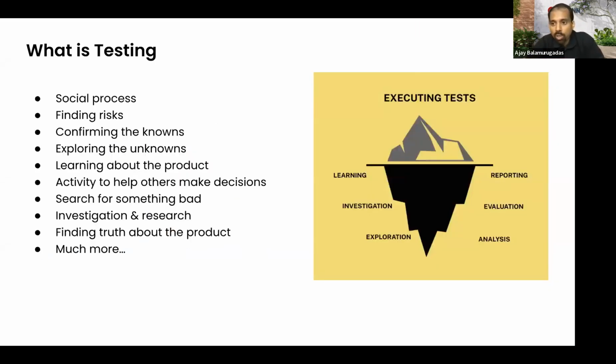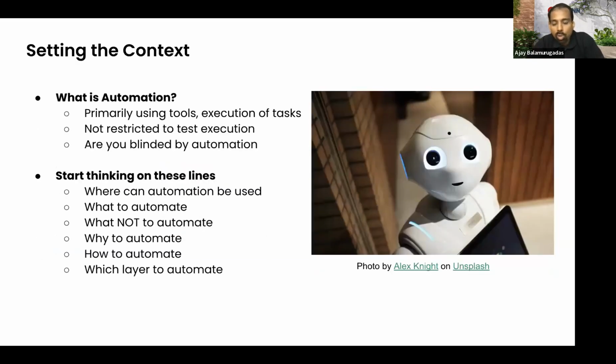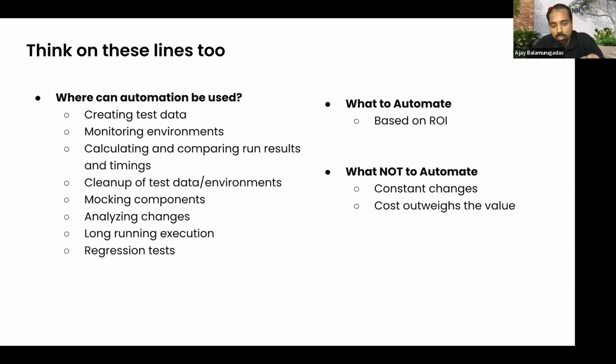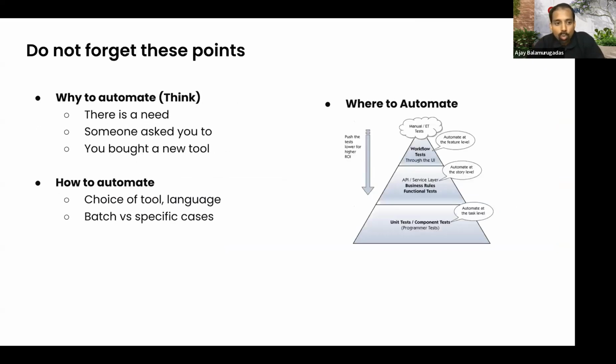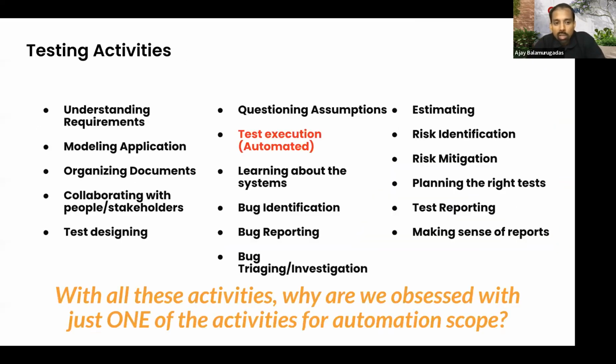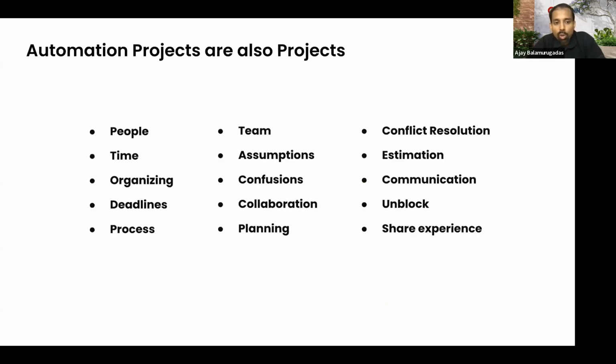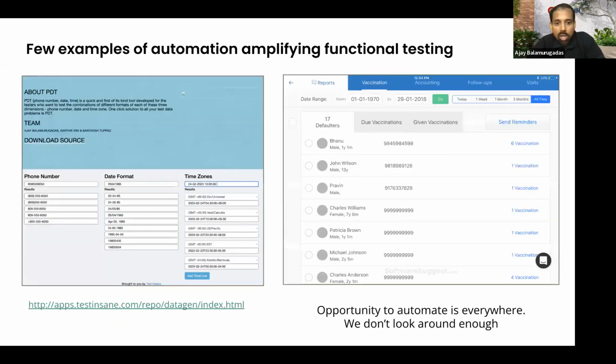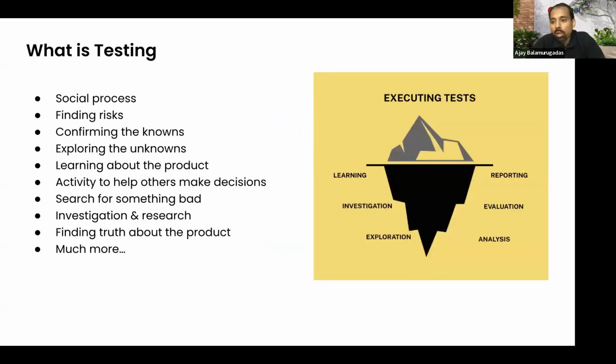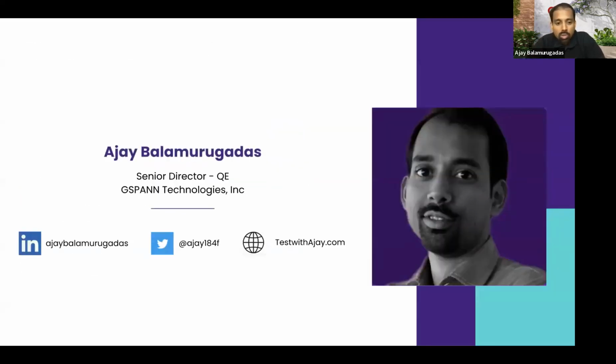So we'll touch upon what is testing first, what is automation, and then the 5W1H around automation, and then finally some light around testing activities, and then why automation projects are also projects. And then this is the surprise element, right? A few examples which actually go on for more than 1 or 2 slides, right? So good.